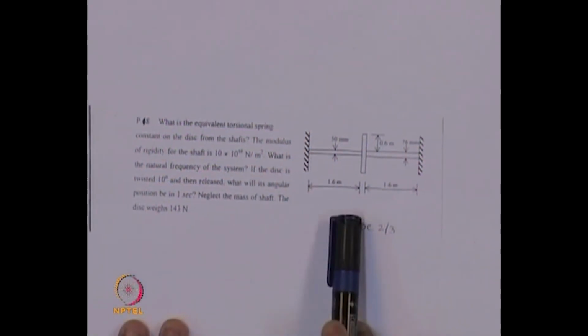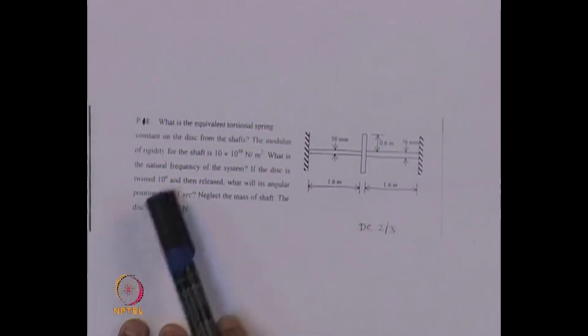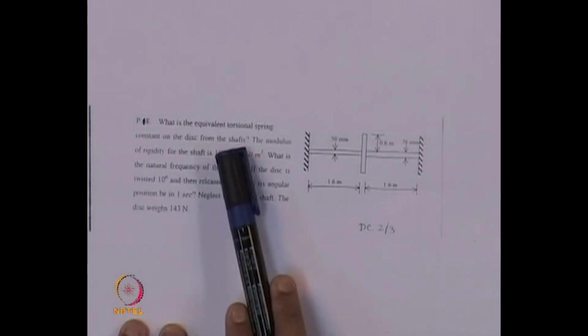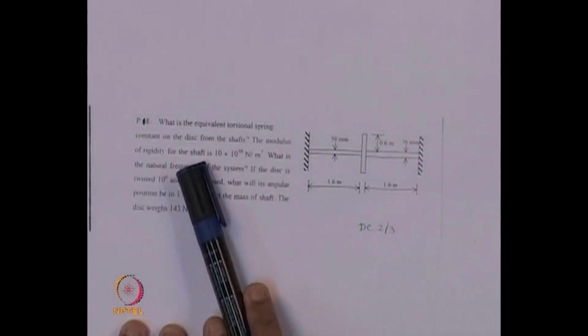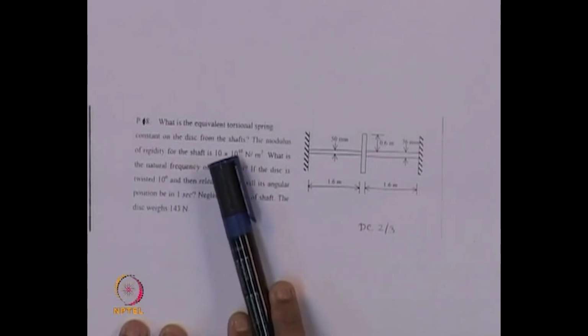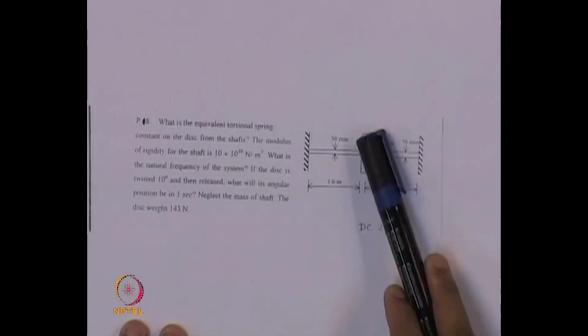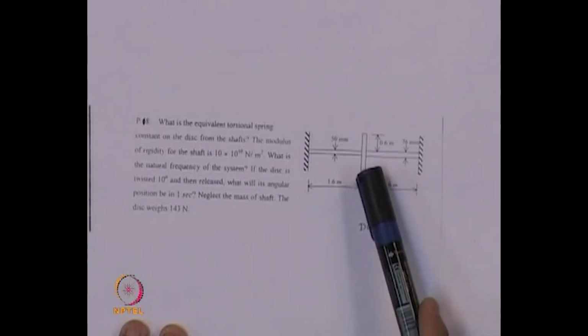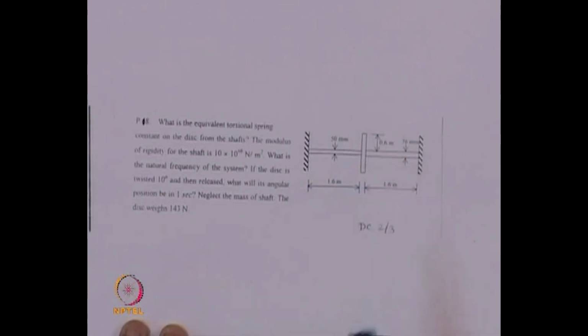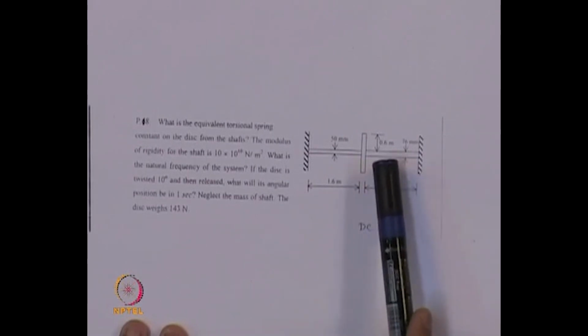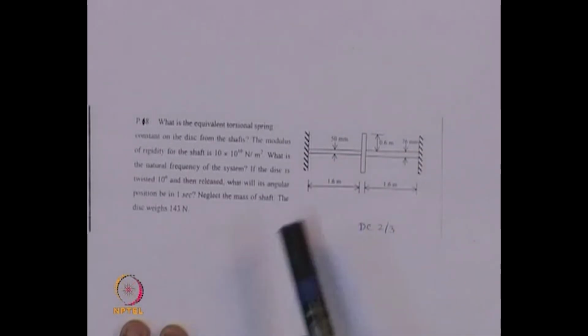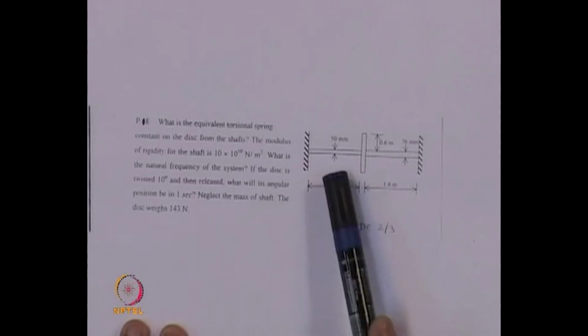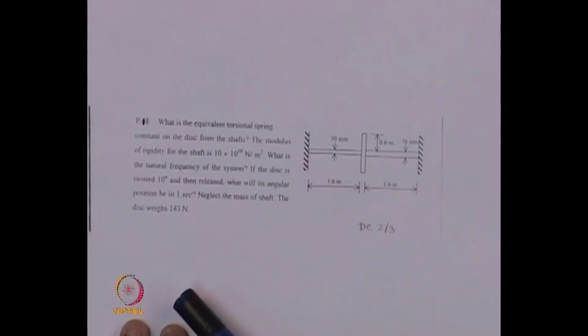Now, let us go to problem number 8. In this figure, what it says is: what is the equivalent torsional spring constant on the disc from the shafts. The middle portion is nothing but a circular disc connected with two shafts of varying diameter. One is 50 mm diameter, another is 76 mm diameter.